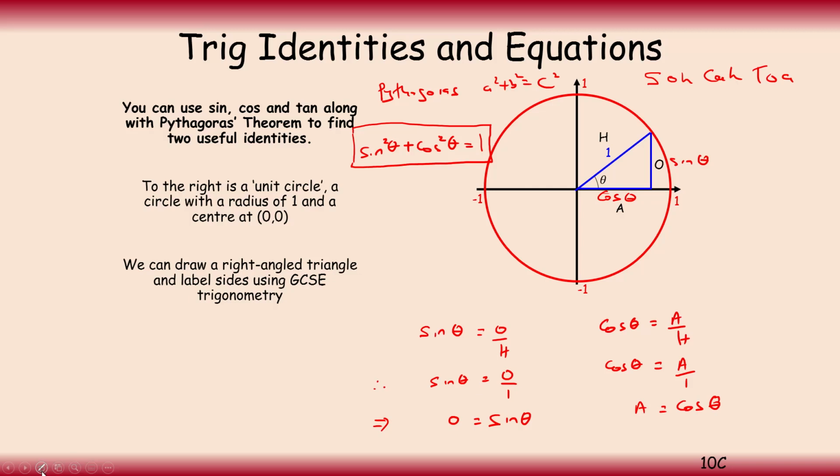Okay, to look at the second identity, I'm just going to change my pen. Let's use a blue pen. Let's look at tan theta. Tan theta is equal to opposite over adjacent, O over A. So I'm going to substitute for O and A. So tan theta: the opposite side is sine theta, and the adjacent side is cos theta. And that's our second identity. So hit pause, copy those down, and we'll have a go at using these two identities we've now introduced.